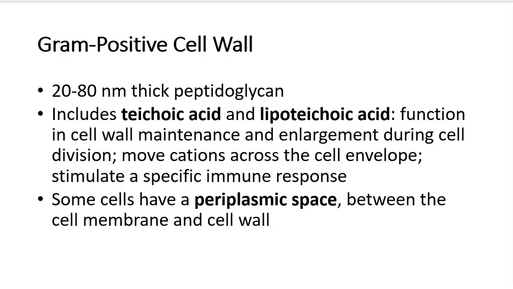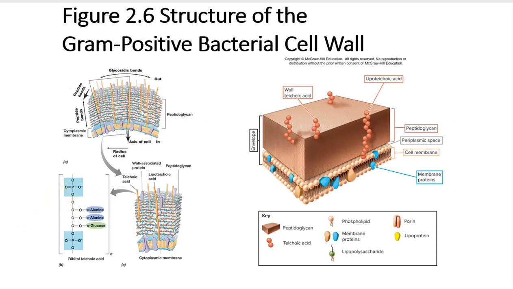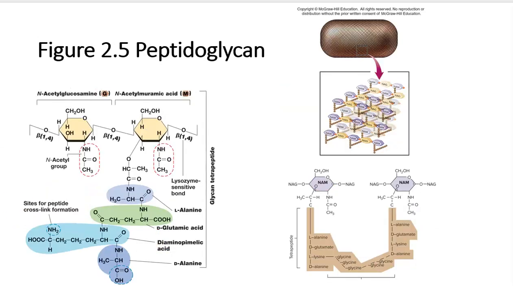Some cells have a space between the membrane and the cell wall. If it does have one, it's a periplasmic space. Not that important in terms of what I want you to know. What I want you to understand is that in gram-positive, that cell wall is a thick cell wall.